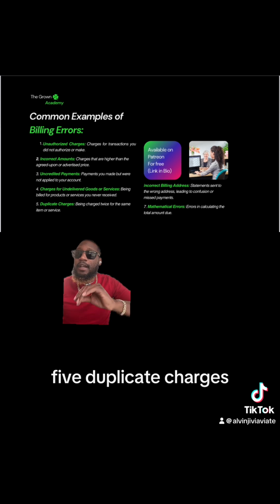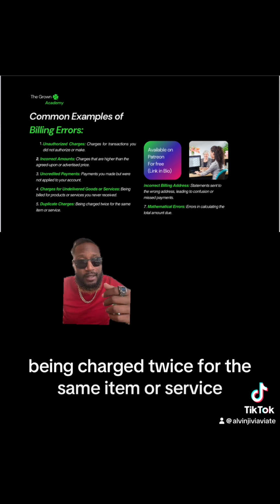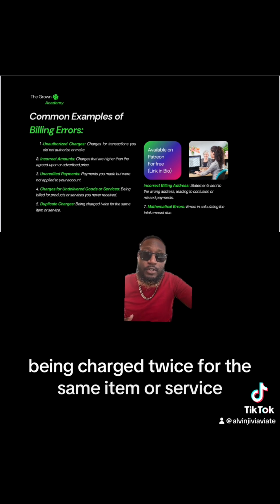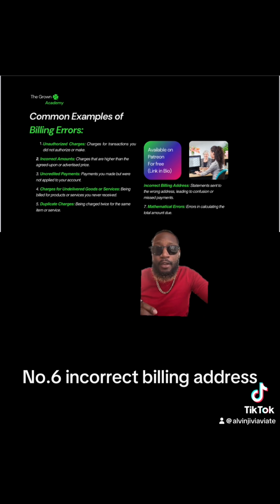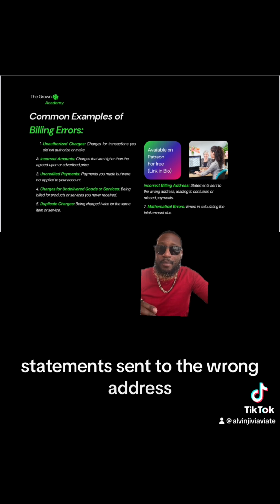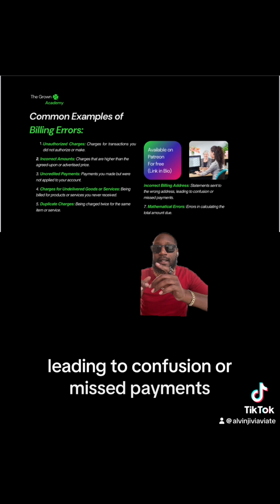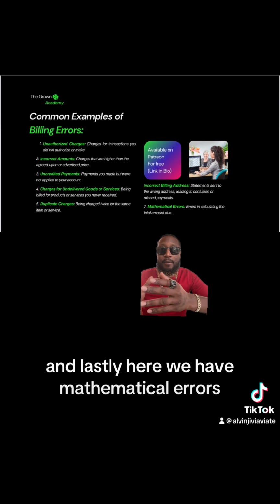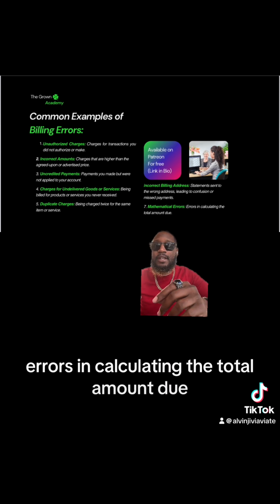Five, duplicate charges. Being charged twice for the same item or service. Number six, incorrect billing address. Statements sent to the wrong address leading to confusion or missed payments. And lastly, here we have mathematical errors. Errors in calculating the total amount due.